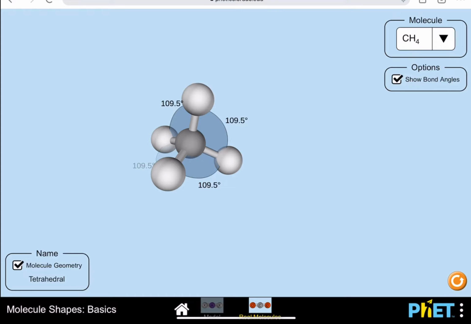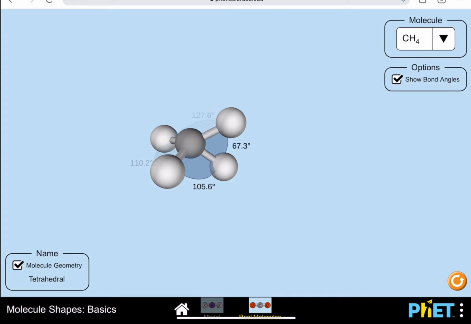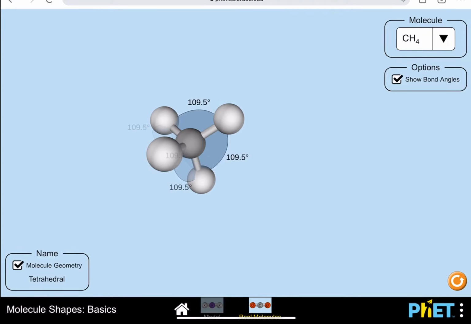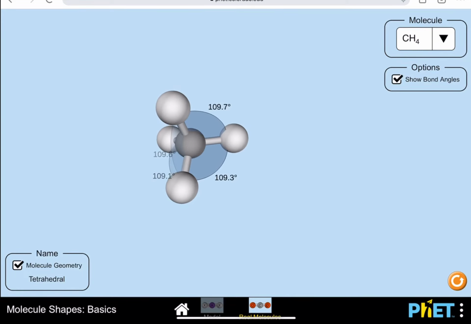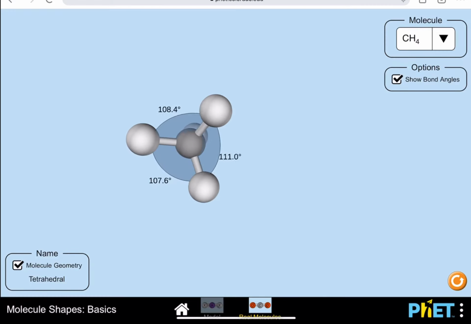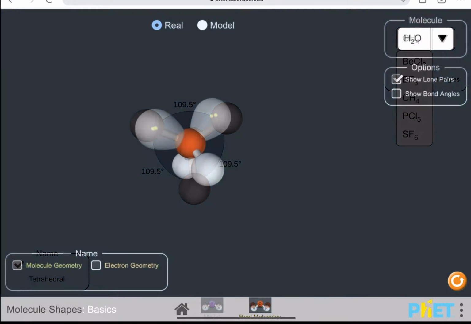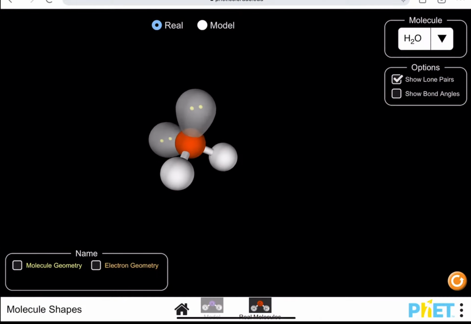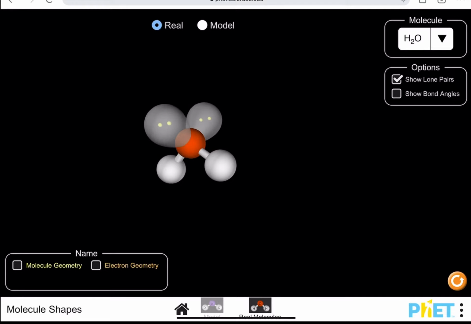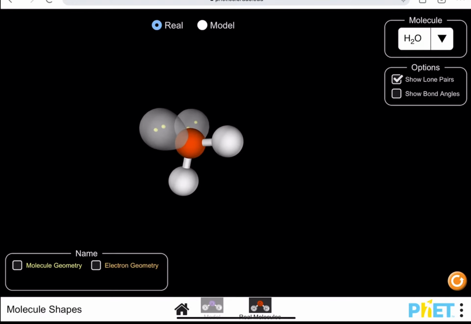This shape is called a tetrahedral shape. All of our bond angles settle back out at 109.5. So no matter how we try to manipulate the bonds, the electrons are repulsed by each other and they'll stay at 109.5. And the reason our molecules will stay at that certain place is because of electrons.